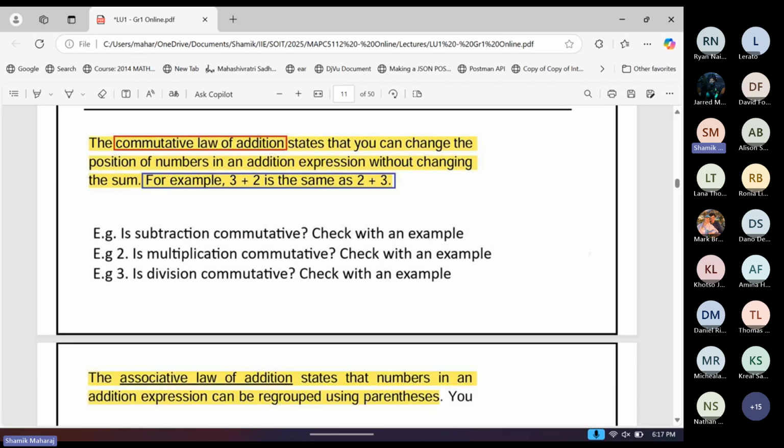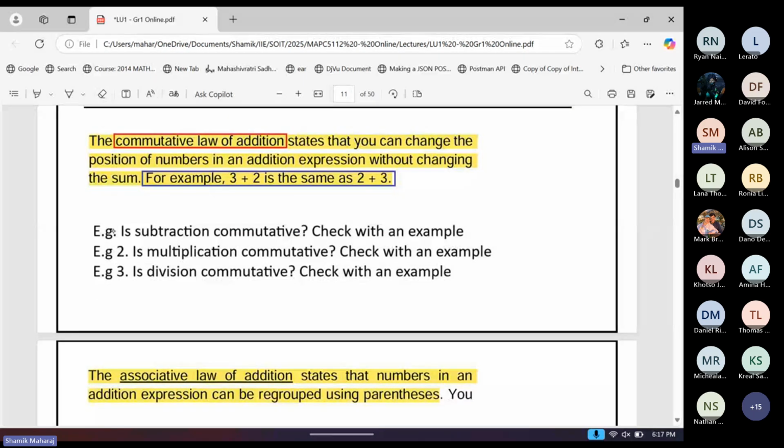And very quickly, I can look down here at this first example. Hope you guys can see me pointing with the cursor here. The first example: is subtraction commutative? Check with an example. We can immediately say it's not. It isn't commutative because 3 minus 2 and 2 minus 3 are not the same thing. So this is not equal to one another. So subtraction does not commute.